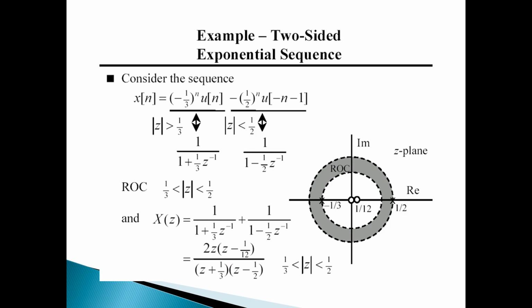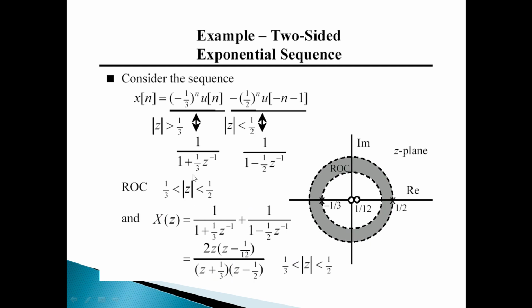Another example we can see here, it is a two-sided function, x[n] equal to minus 1 by 3 power n u of n minus 1 by 2 power n u of minus n minus 1. As we have solved it in the previous two slides, for these types of questions, clearly we can discuss here about the ROC. The transform is not a big deal. We can directly solve it. 1 upon 1 plus 3 z inverse, and here 1 upon 1 minus half of z inverse, and then we can solve it like this.